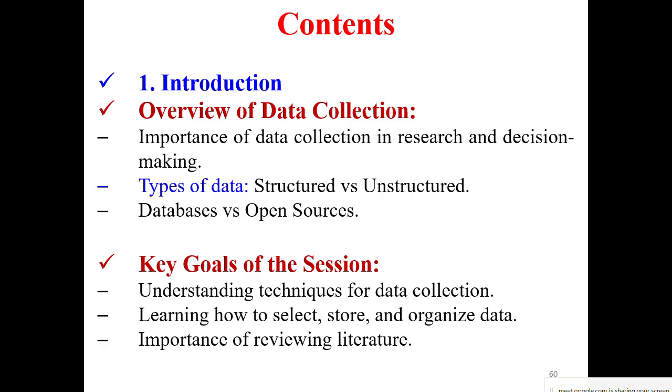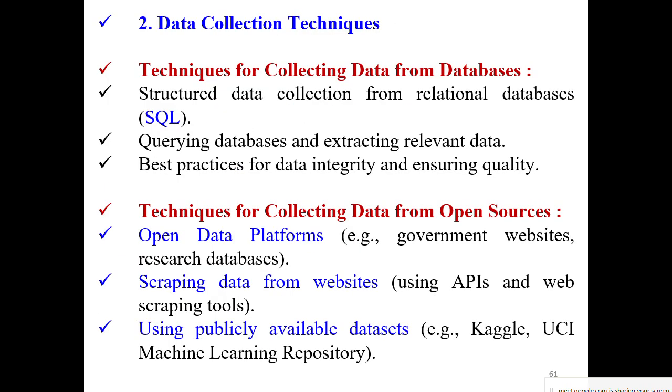Then learning how to select the data, how to store the data, and organize data, and the importance of organizing data in a system, server, and data center. Importance of reviewing literature. We are collecting literature from various sources, such as ResearchGate, Google Scholar, and so many websites freely available in Google. Also, we are getting so many literature papers.